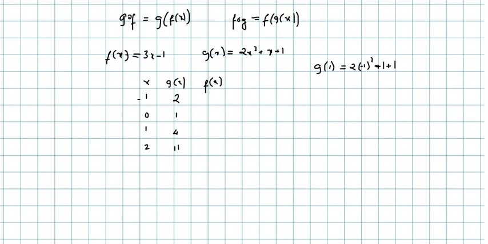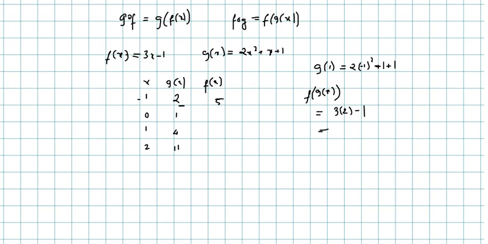So now what will be f of x? To find f of g of x, we take f of g of x, right? Because this has become the new x for f of x. And what is f of x? It is only 3x minus 1. So we can write this as 3 into 2 minus 1, that gives me 6 minus 1, which is 5.